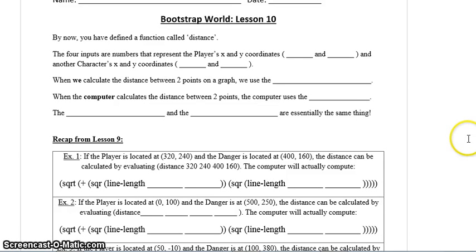So we finally made it to the final lesson for this coding unit, lesson 10. So let's take a look. By now you've defined a function called distance. The four inputs are numbers that represent the player's x and y coordinates, which we are calling px and py, and another character's x and y coordinate, which we are calling cx and cy.